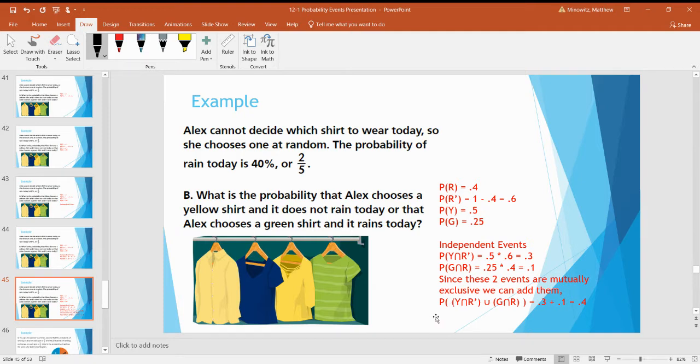these events can't happen together. So we talked about mutual exclusivity in day 1. So now we can just add the probability of yellow and raining with the probability of green and raining. So there's a 30% chance that one happens, a 10% chance that the other, and it's a 40% chance, or 0.4, that either or happens. Okay, we find each individual probability, and since they can't overlap, we can just add the probabilities together.